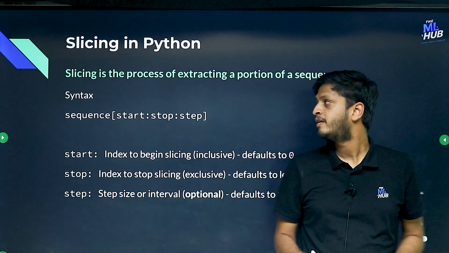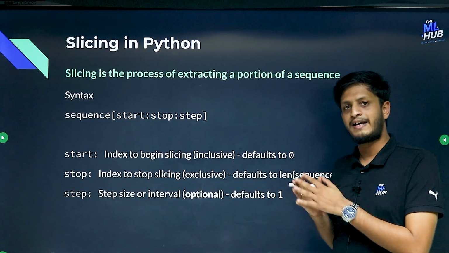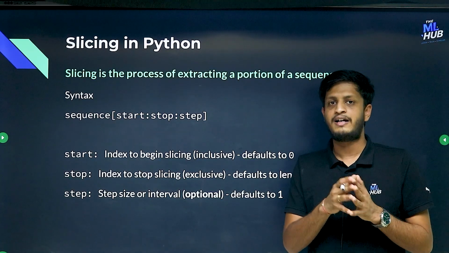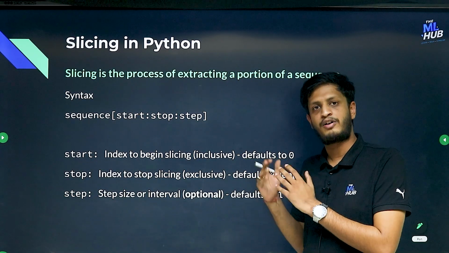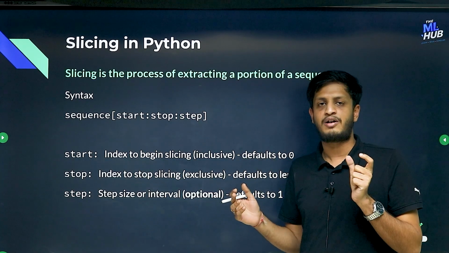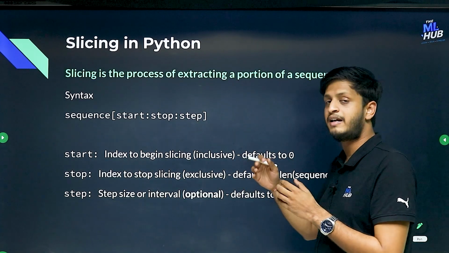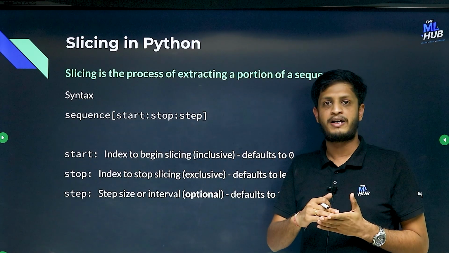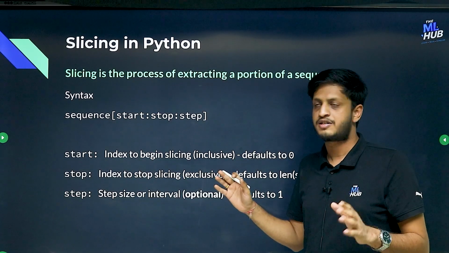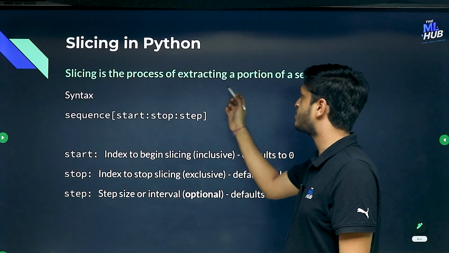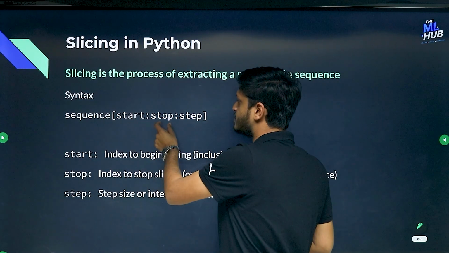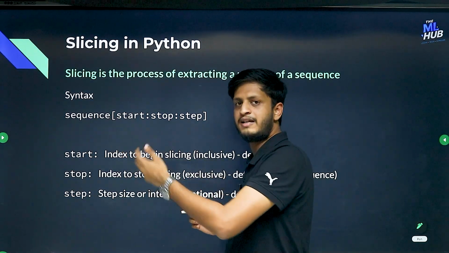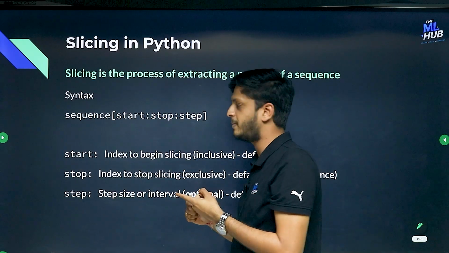Okay. Now the next concept is slicing. Again, slicing is covered in detail in the string lecture. The same slicing process will be applicable for tuples as well. You can create a slice out of a tuple, okay? And that will create a copy of a tuple, which means a new tuple will be created. The original tuple will not be changed. So slicing is the process of extracting a portion of a sequence. You can do it using sequence, start, stop, and step. And sequence can be any sequence like a string or a list or a tuple.